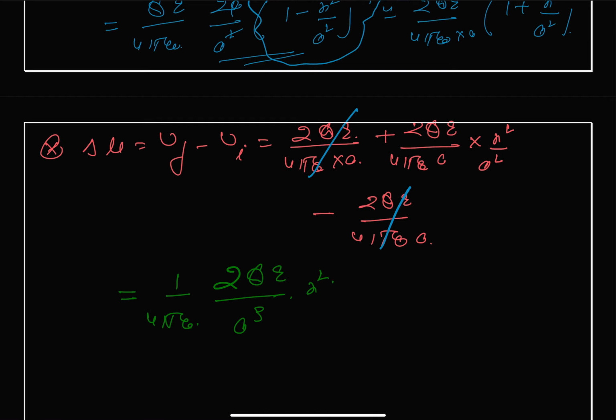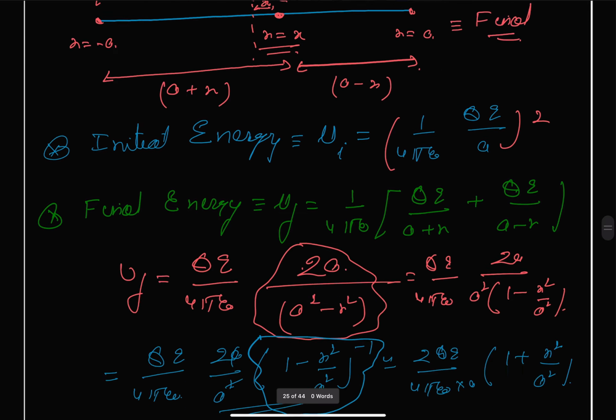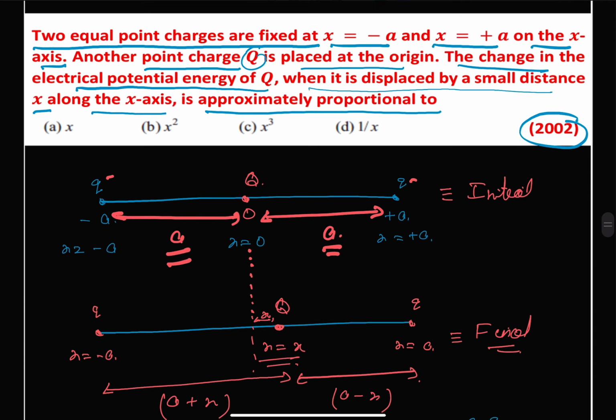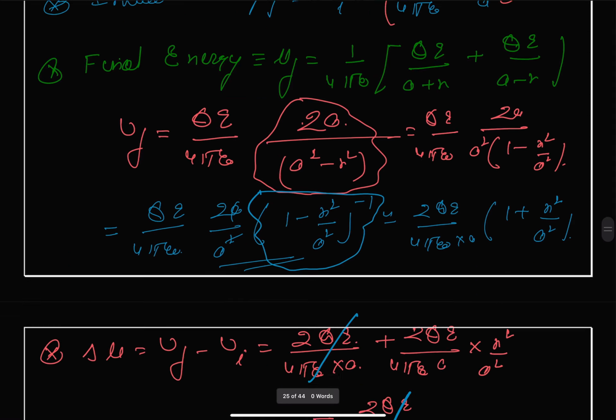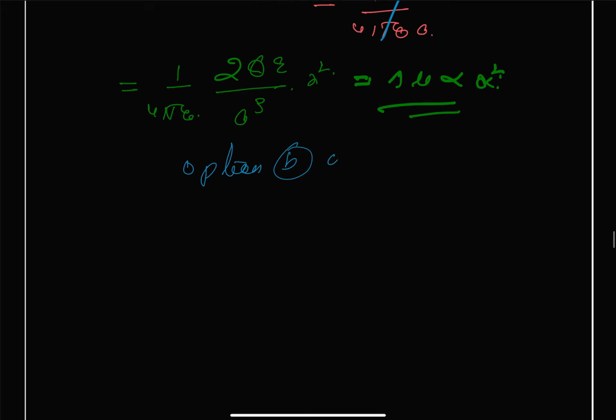And we need to find out that approximation. So from here we can say our delta U is proportional to x square. So therefore option B is the correct one. Option B is correct. Next question.